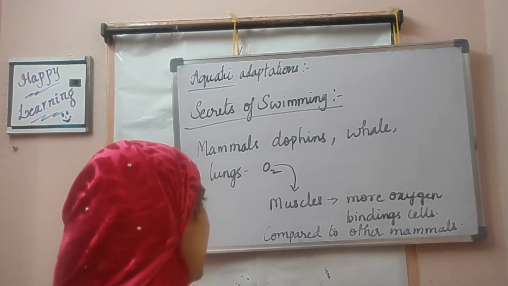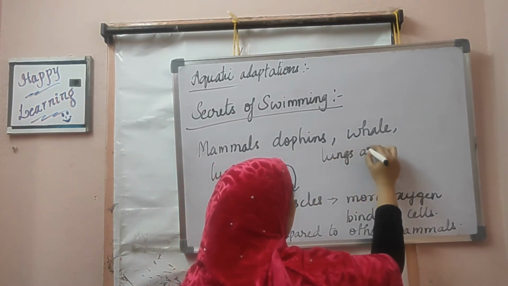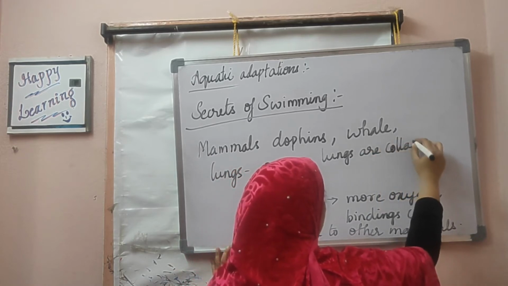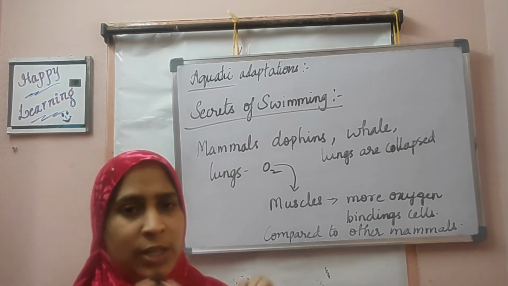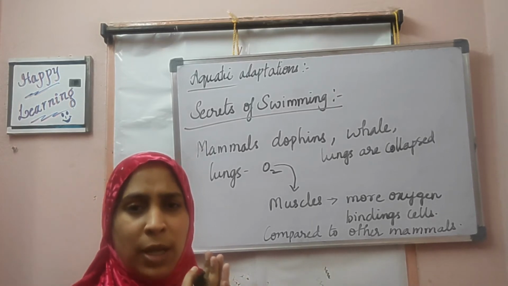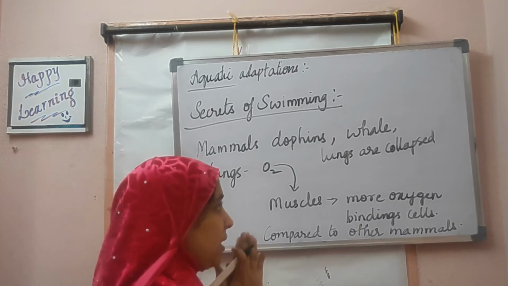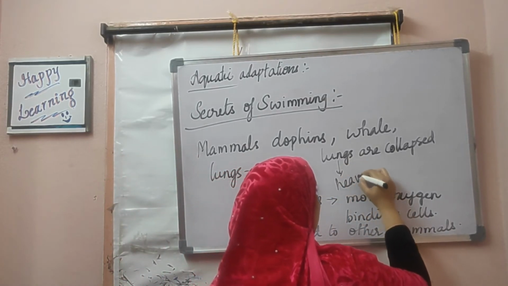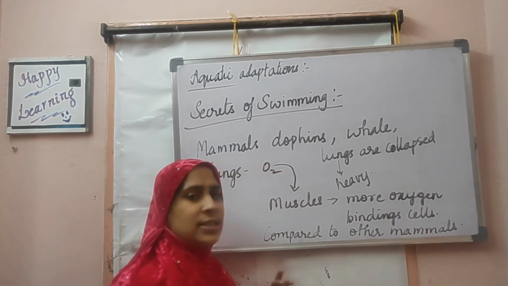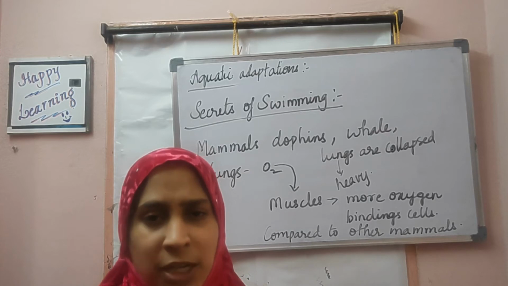One is the lungs are collapsed. Collapsed means there is no more air in it. When the air is removed from a balloon, how does it become? It is collapsed. It comes close like this. So at that time lungs are very heavy. Lungs are heavy. Any substance that is heavier will definitely go easily into the deeper layers of water.